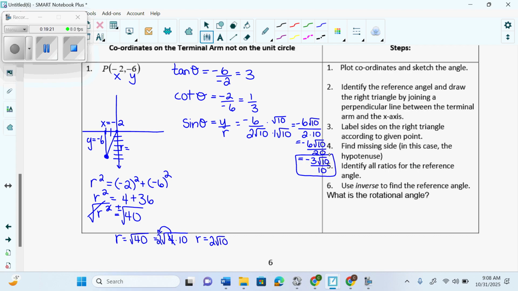Now, what I get a lot of people saying is, oh, cosecant is that flipped. True, but now you're going to have to rationalize it again. What would be a faster way to actually do this one instead of doing that? Yeah, so if sine is opposite over hypotenuse, cosecant would be hypotenuse over opposite, which is just 2 root 10 over -6. And then we just reduce.